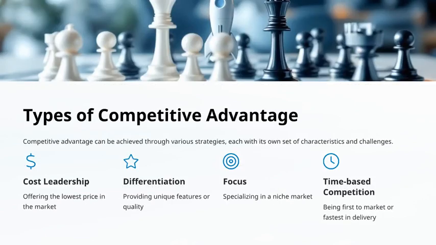Competitive advantage can be achieved through various strategies, each with its own set of characteristics and challenges: offering the lowest price in the market, providing unique features or quality, specializing in a niche market, being first to market or fastest in delivery.